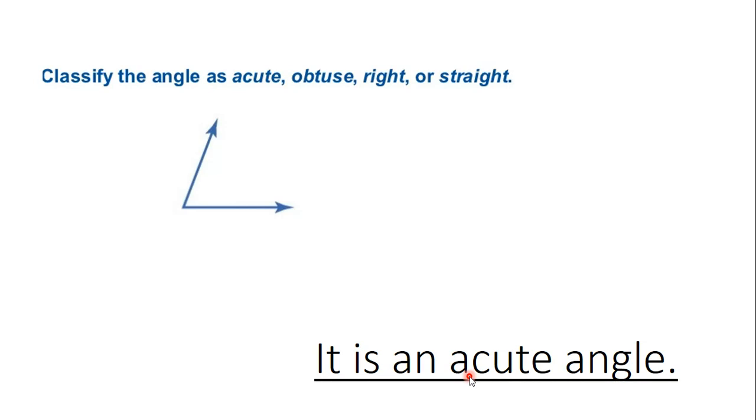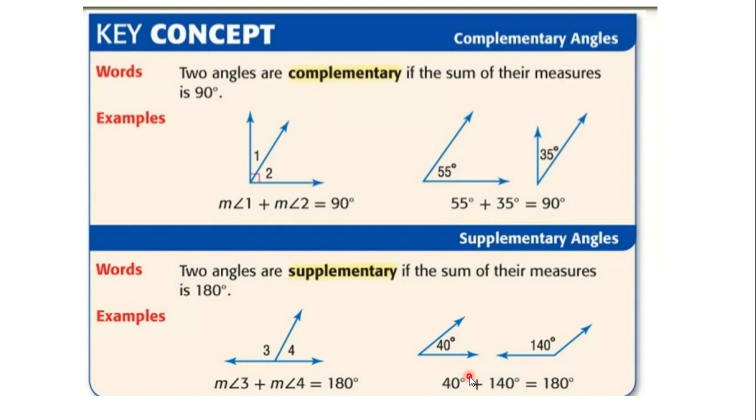Now, another part of the lesson is about complementary and supplementary angles. Two angles are complementary if the sum of their measures is 90 degrees. If you look at the example at the top, measure of angle 1 plus measure of angle 2 is equal to 90 degrees. If I add the measures of two angles and their sum is 90 degrees, then they are called complementary angles.